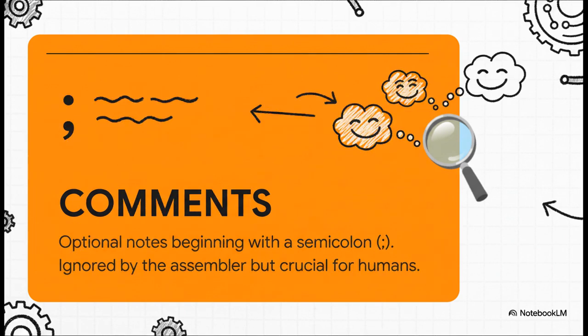And last but not least, we have comments. See that semicolon? Anything that comes after it is completely 100% ignored by the computer. This part is just for us, for the humans. It's where you leave notes for yourself or for other programmers to explain why you're doing what you're doing. And let me tell you, good comments are absolutely crucial for writing code that anyone can understand later.